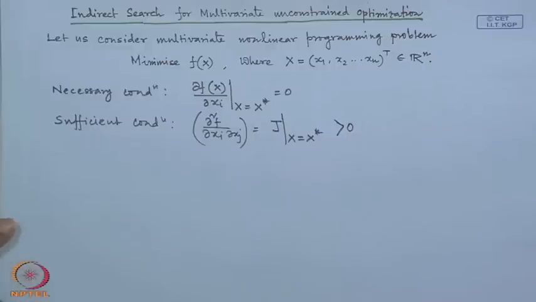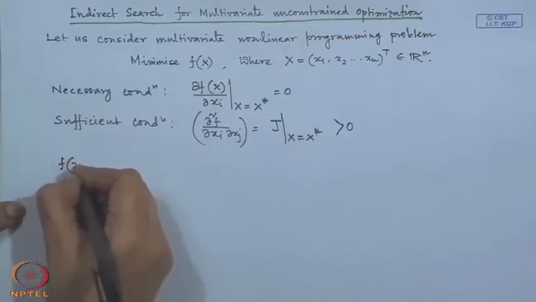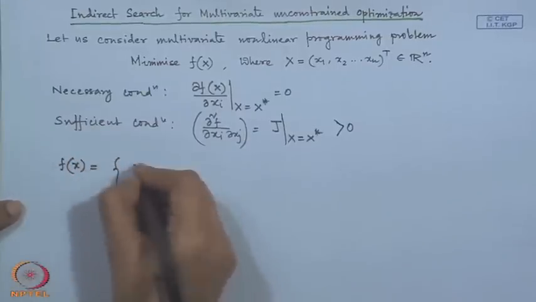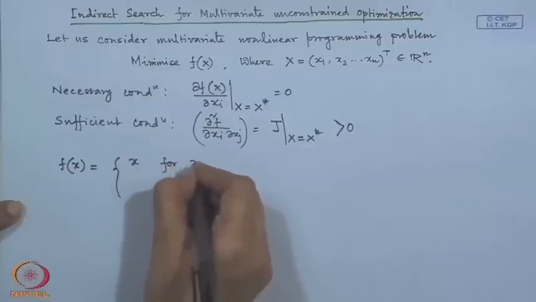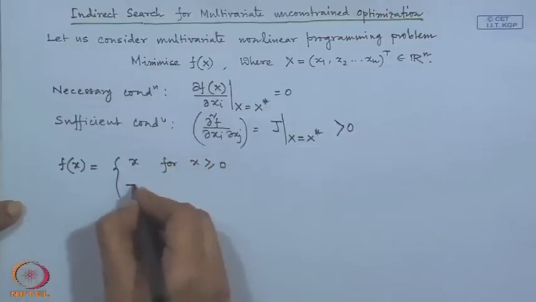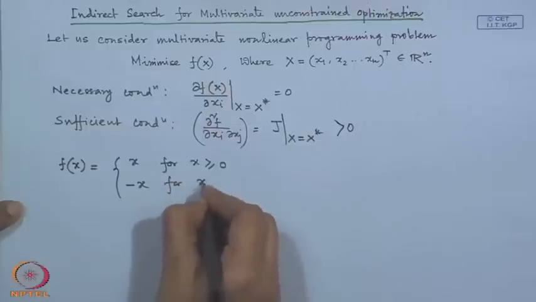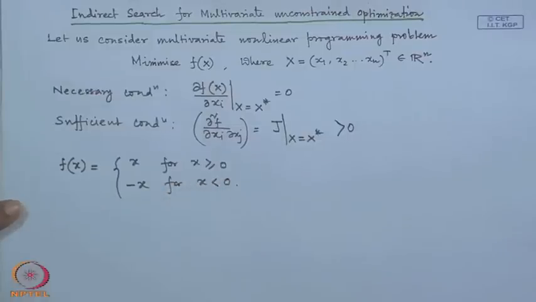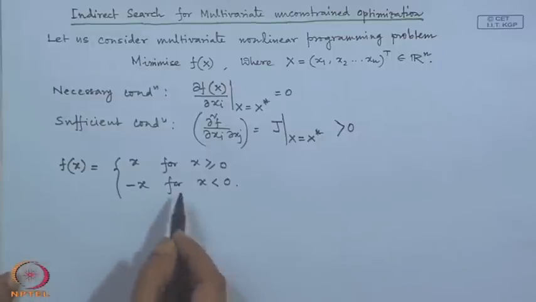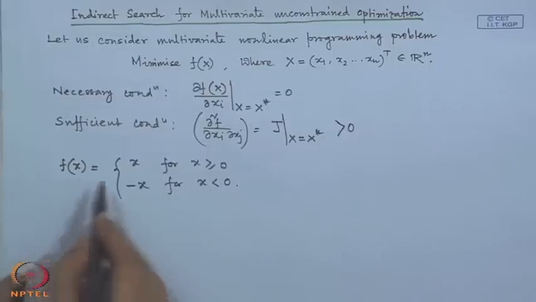But the situation is not always so simple. For example, we have one function f(x), where f(x) = x for x greater than or equal to 0 and f(x) = -x for x less than 0. For this problem, the function is not differentiable at the minimum point, because the minimum of this function lies at x = 0, and at this point the function is not differentiable. That is why if we apply the necessary and sufficient conditions in this situation, it will not work.